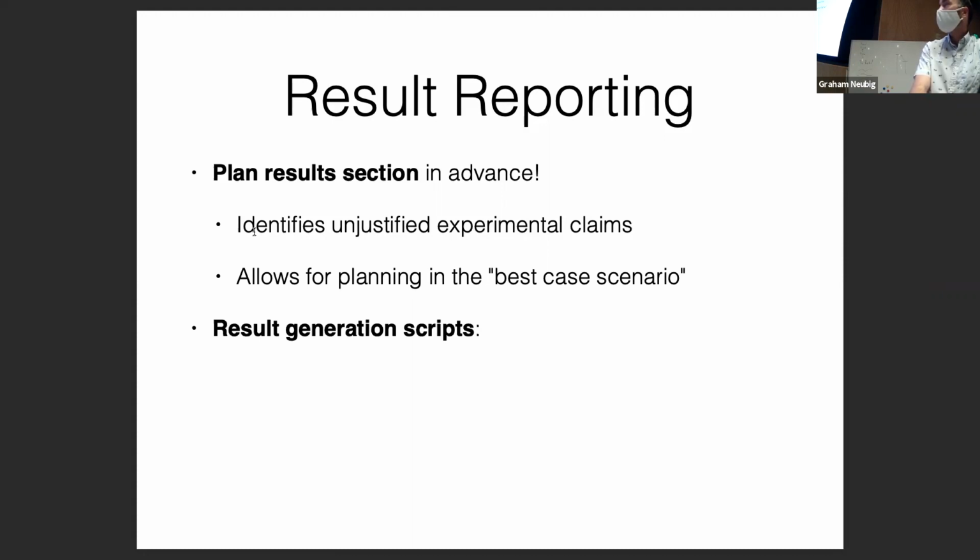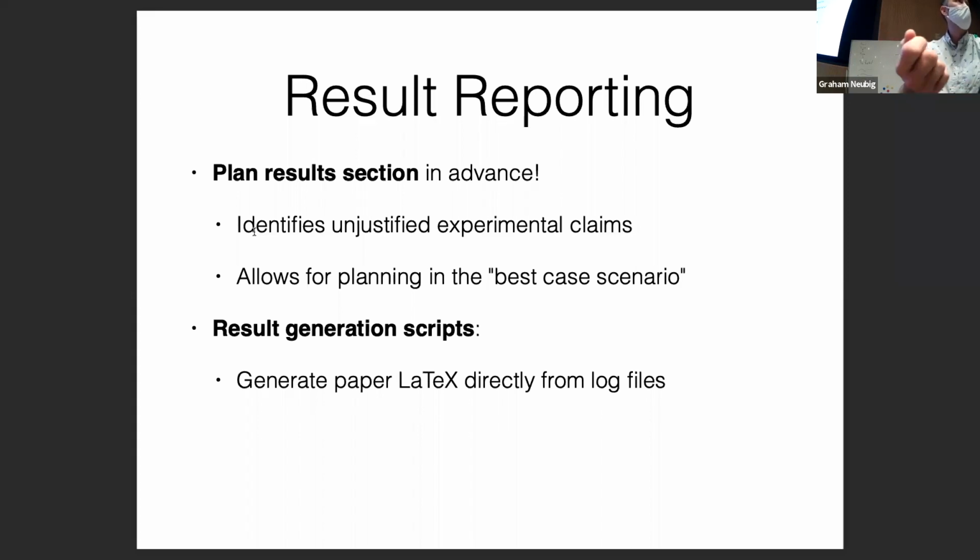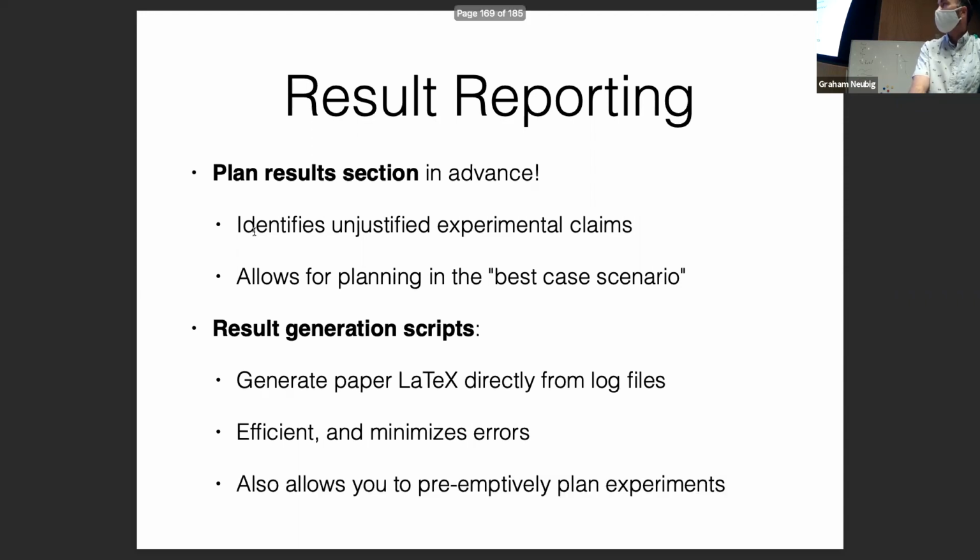Another trick that I use is result generation scripts. For all of my experiments, I tried to generate paper LaTeX directly from my log files, or CSV files to import into Google Sheets. So I would update Google Sheets with the CSV every time I got new results. This is efficient and minimizes errors, but it also allows you to preemptively plan experiments. So I would plan which tables I wanted to generate in advance. And then as my experiments finished, I got to see the tables become more and more complete, which felt really good. It's like only 3 more NaNs in my table here. So I'm almost done.